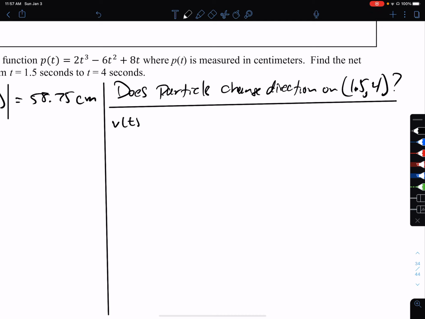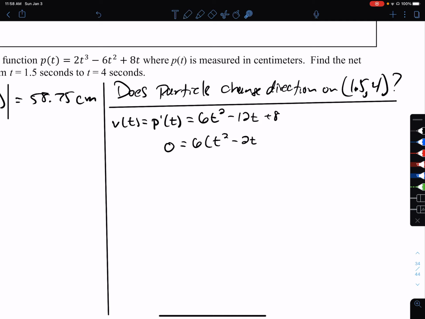The velocity can be found by taking the derivative of the position function, which is just going to be 6t squared minus 12t plus 8. When the derivative is equal to 0, that's when the velocity could change direction. I'm going to factor a 6 out of this. Well, let me stop here for a second. I can't factor a 6 out of this 8. If I were to factor a 2 out of each of these terms, I would get 3t squared minus 6t plus 4.